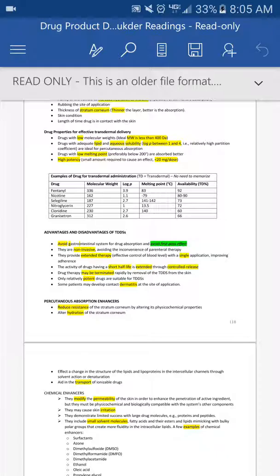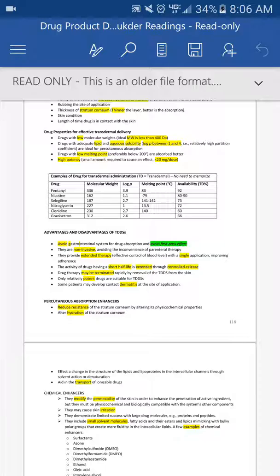Drug properties for effective transdermal deliveries. So, skin condition. I have a skin condition right now, guys. Maybe I shouldn't use the transdermal delivery system. Length of time drug is in contact with the skin. Drug properties for effective transdermal delivery.